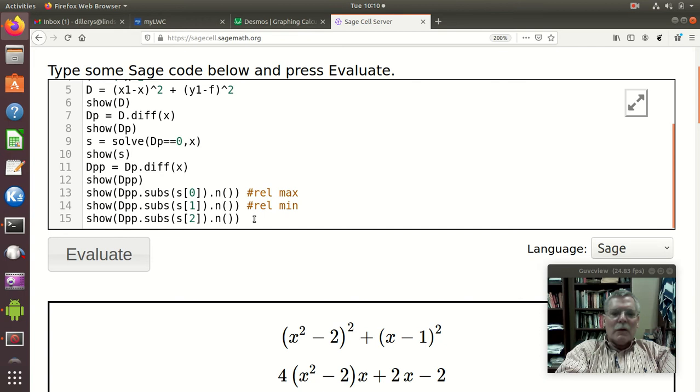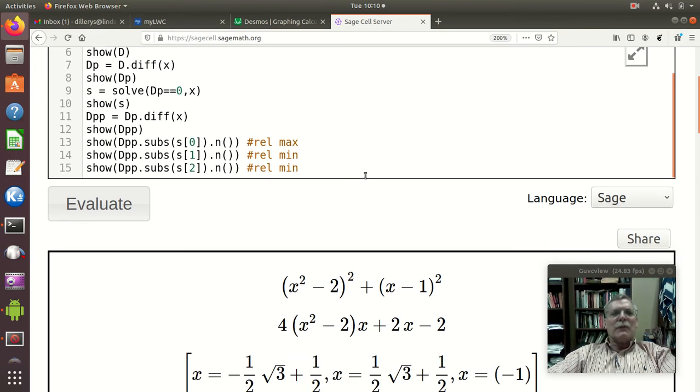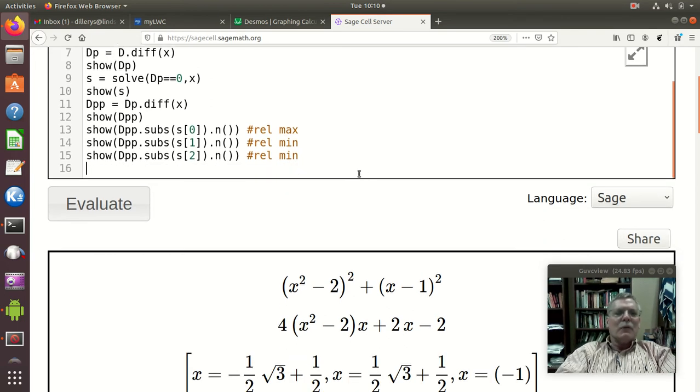So here is a relative min and a relative min. So which one is smaller than the other? Well, I will show D with that same substitution. So I will copy this part here again with a Control C and Control V.